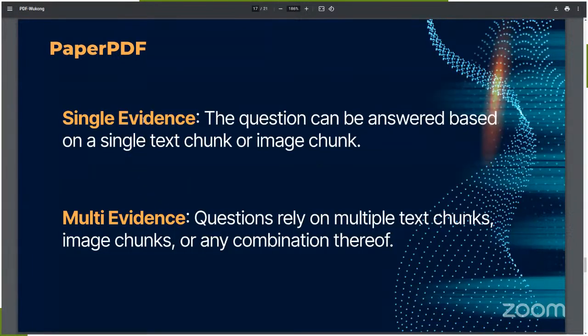So with single evidence, what it means is that the question can be answered based on a single text chunk or an image chunk. If the answer to the question is available just by finding one paragraph or some other chunk, then that is single evidence. But sometimes the questions are complex. It requires referencing multiple portions in the document. That is multi-evidence.